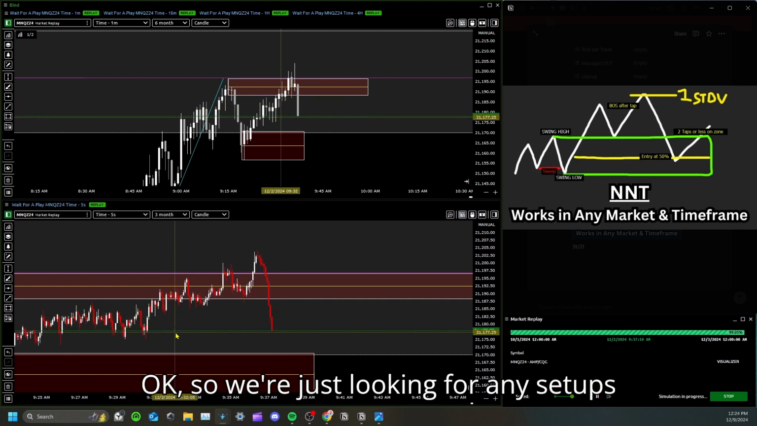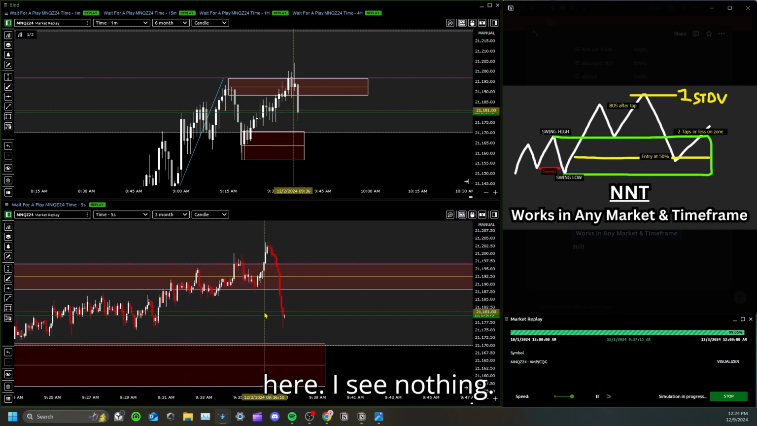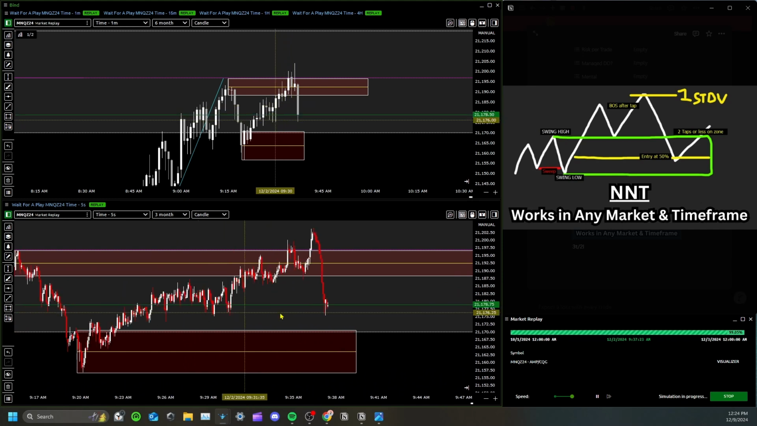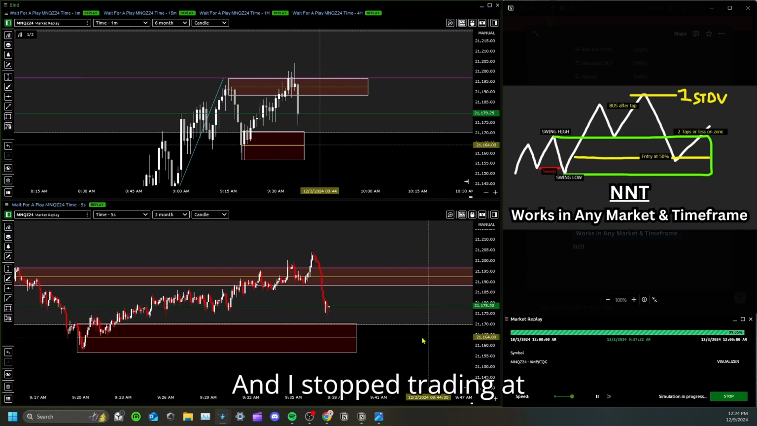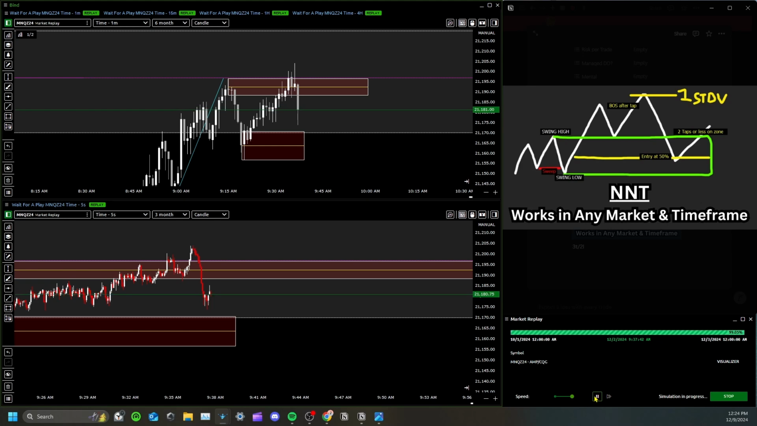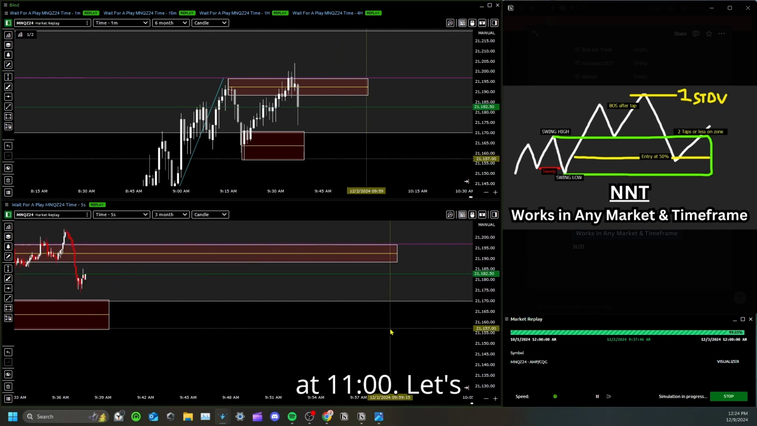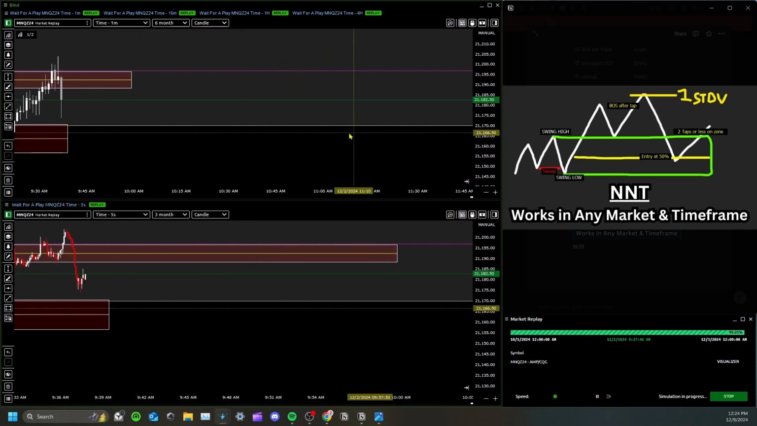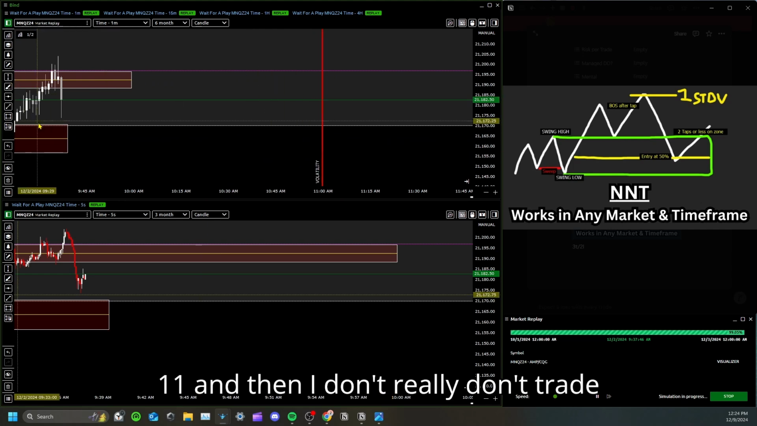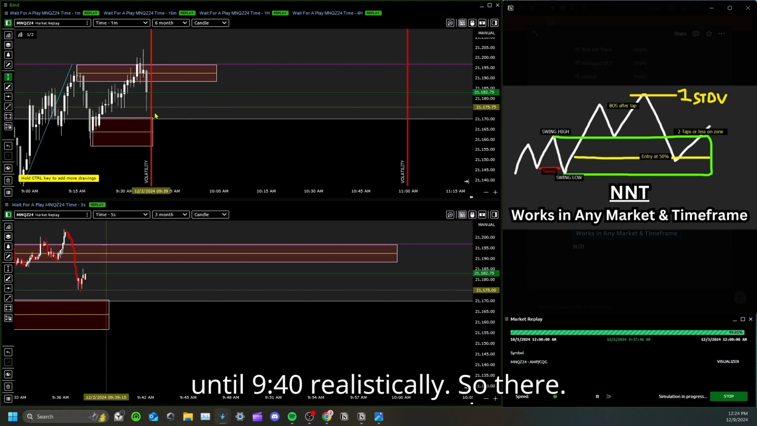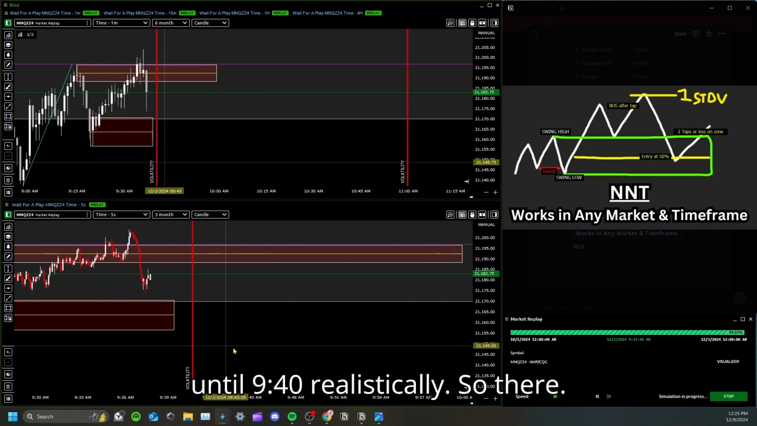Okay, so we're just looking for any setups here. We see nothing. And I stopped trading at what was this? At 11 o'clock. Let's put a line there. 11. And then I don't trade until 9:40 realistically, so let's do it there.